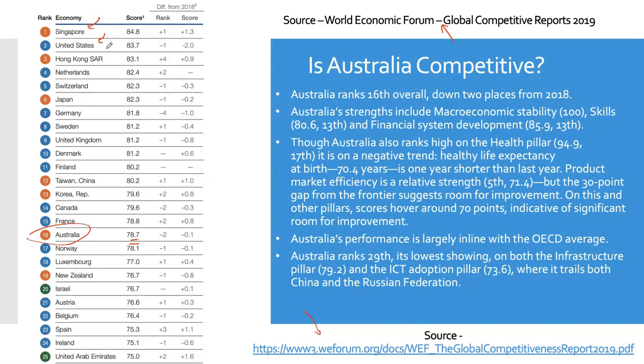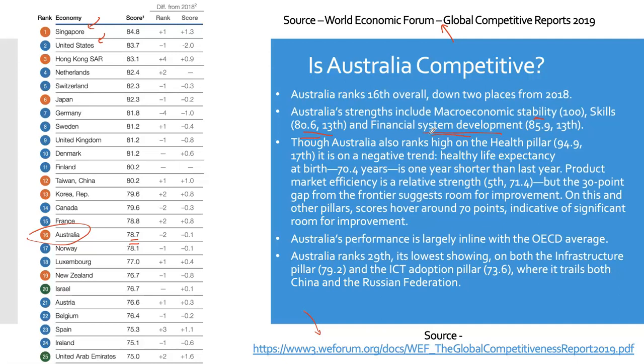What are Australia's strengths that make us internationally competitive? We are very stable, and you can see 100 is the highest score you could get on each. We have a lot of skills, and we have a really good financial system. We also ranked high on health, but it was a bit negative compared to what it used to be. We have a strong life expectancy, and there are a number of other things.